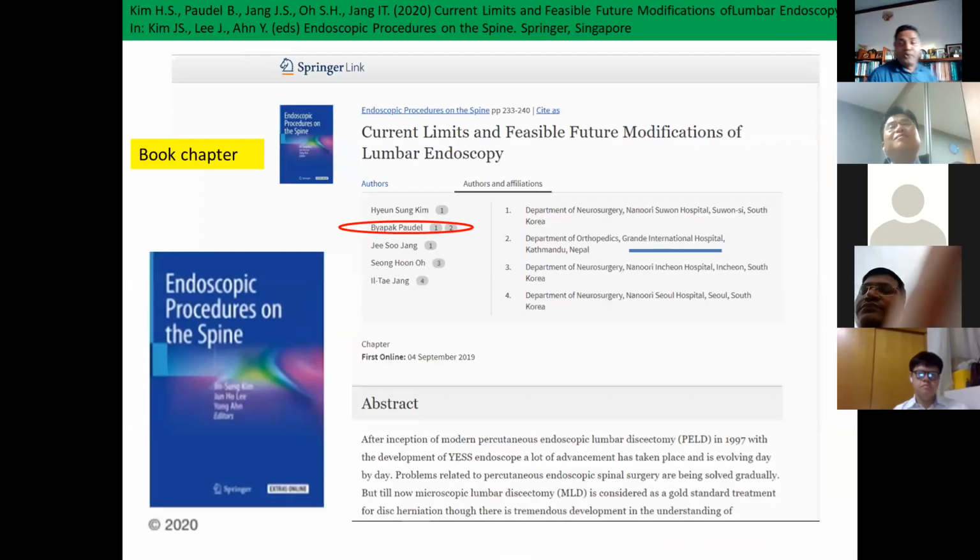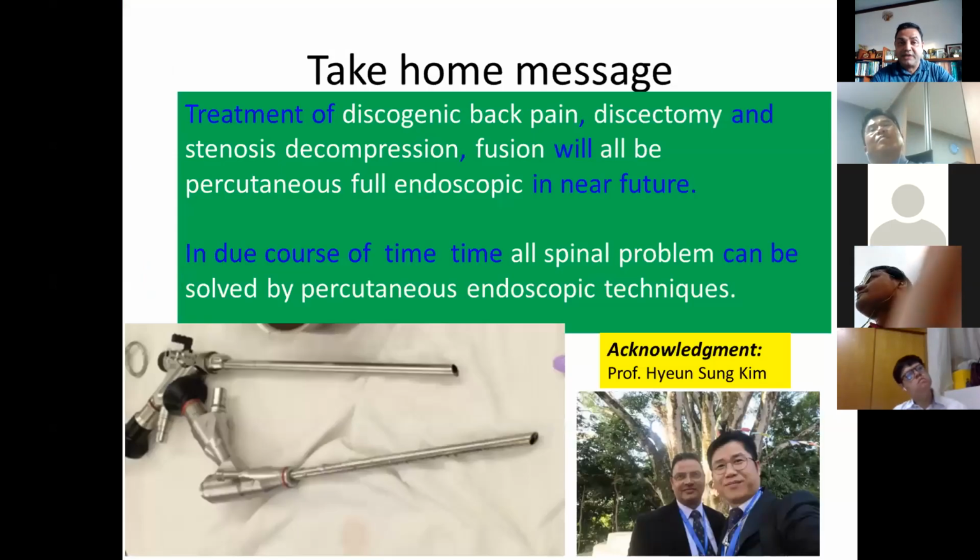If you want to learn more about endoscopic procedures, you can refer to this book, Endoscopic Procedures in Spine, edited by Jinsung Kim, Yunjo Lee, and Yong An. We have one chapter also here by our team, on current limits and feasible future modification of lumbar endoscopy. My take-home message after this lecture is, as said by Jinsung Kim, that treatment of discogenic back pain, discectomy, stenosis decompression, and fusion will all be percutaneous full endoscopic in the near future. And in due course of time, all spinal problems can be solved by percutaneous endoscopy techniques.